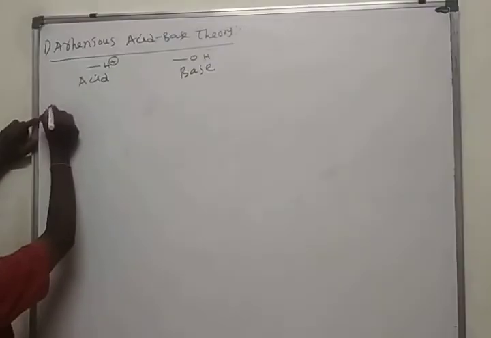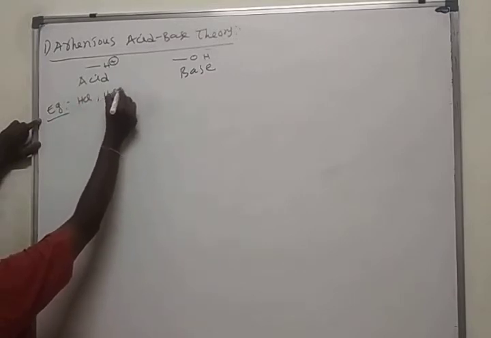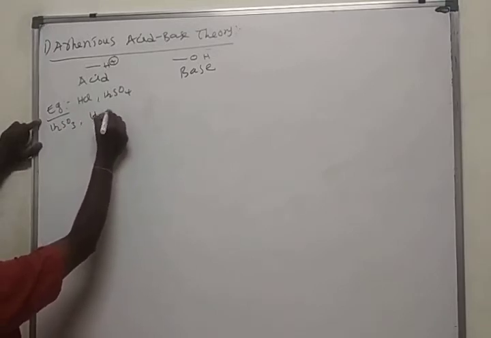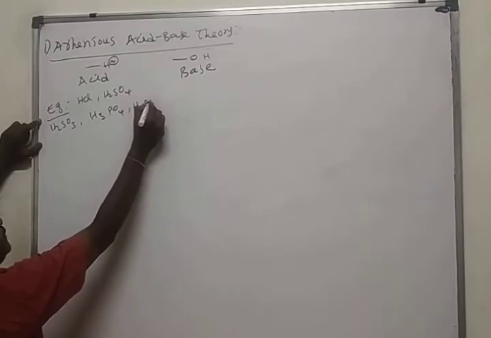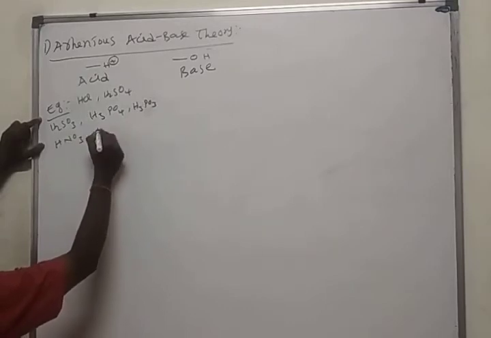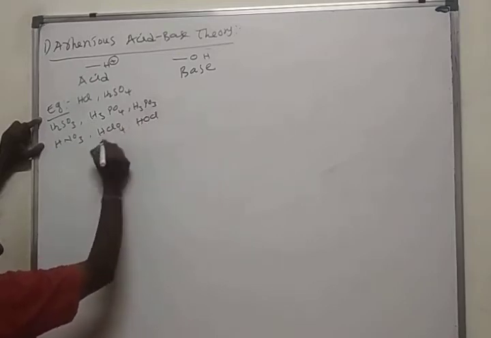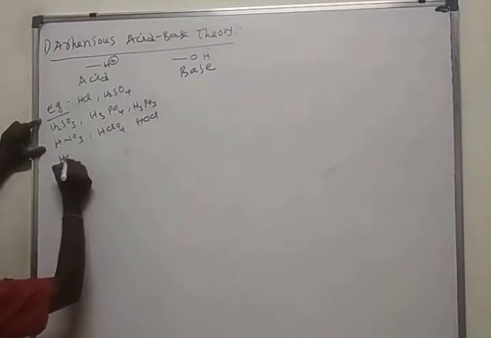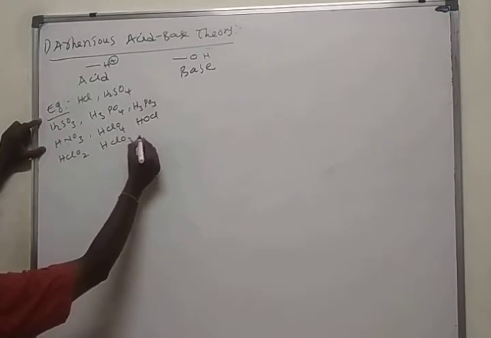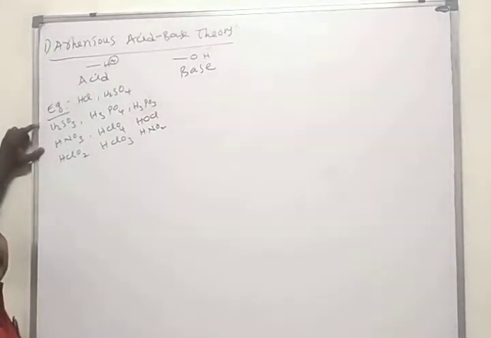Examples of Arrhenius acids: so many examples are there. Hydrochloric acid, sulfuric acid, sulfurous acid, phosphoric acid H3PO4, phosphorous acid H3PO3, HNO3 nitric acid, HClO4 perchloric acid, HOCl hypochlorous acid, HClO2 chlorous acid, HClO3 chloric acid, HNO2 nitrous acid. So many acids are there.